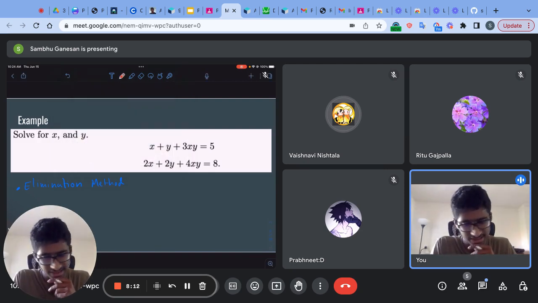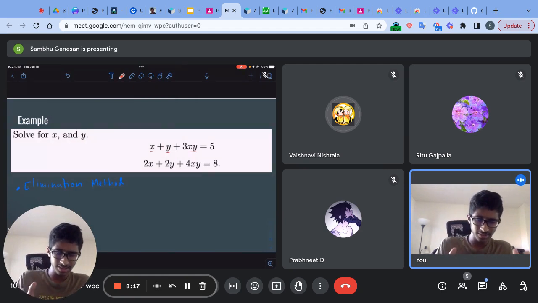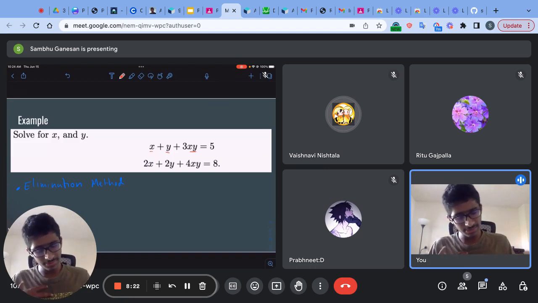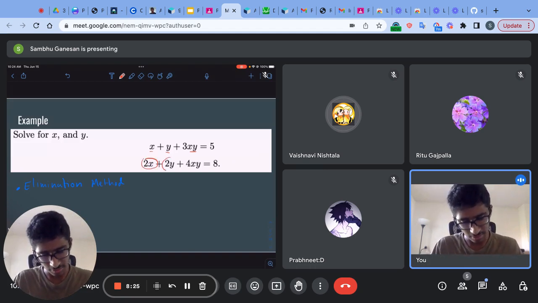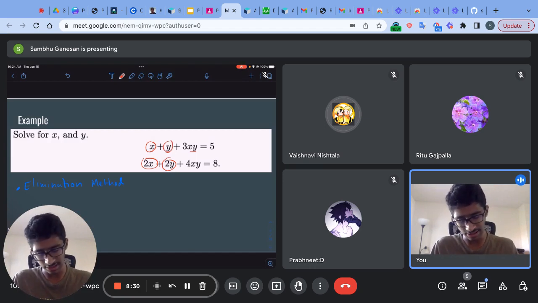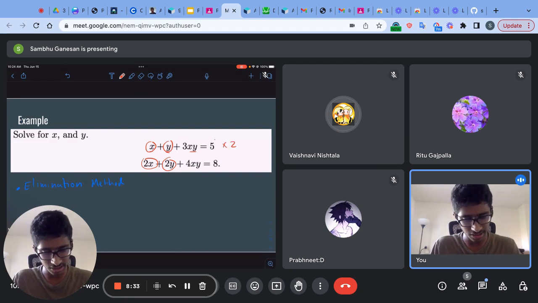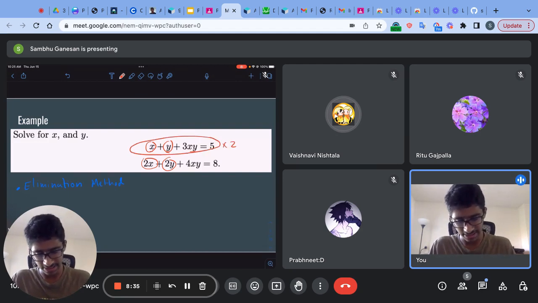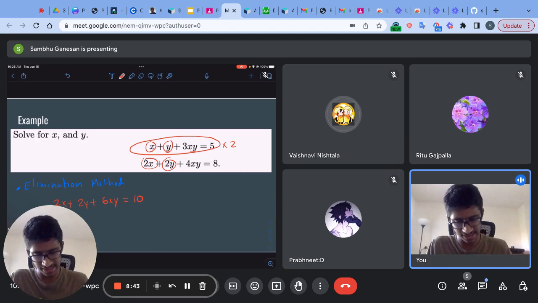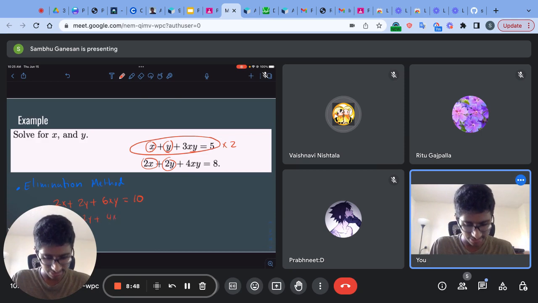We want to eliminate some variable, and we see we have an x, a y, and an xy term, and the xy term is a bit hard to work with at first. We also see this is 2x plus 2y, and we have x and y. So this motivates me to multiply the first equation by 2. By doing that, we get 2x plus 2y plus 6xy equal to 10. And we can keep the second equation as it is, 2x plus 2y plus 4xy equal to 8.